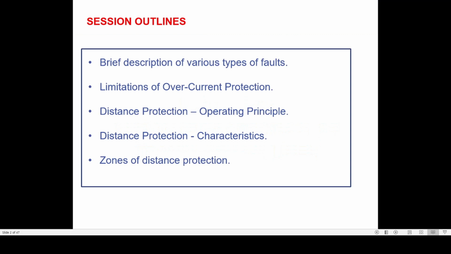Now, in this session, we will discuss the various types of faults on the transmission lines. But remember, we are not going to discuss the fault analysis techniques. If required, we will cover those in some separate lecture. Secondly, we will discuss the limitations of overcurrent protections and why distance protection comes into the picture, followed by the distance protection operating principles, then distance protection characteristics like mho, quadrilateral, plane impedance or polygon characteristics, and lenticular characteristics. And in the end, we will cover the zones of distance protection.